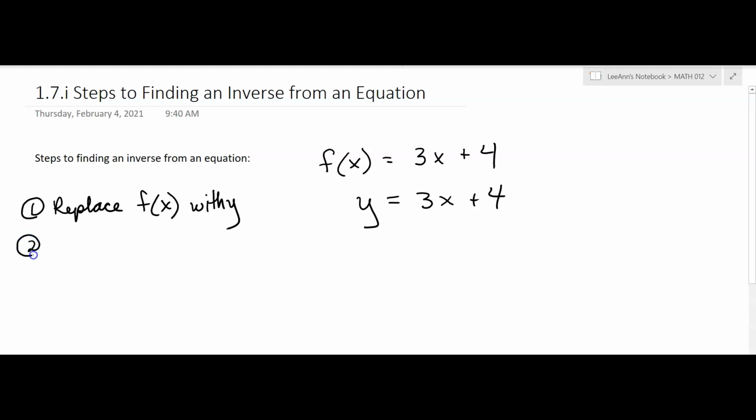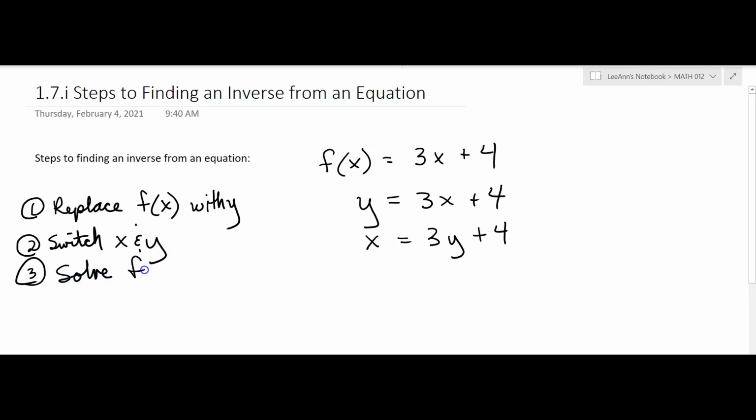Step 2, switch x and y. Okay, so this is where we get the idea of an inverse. Then my x is going to be there, and my y is going to be here. Now, if you happen to have more than one x in the equation, then both of them get replaced with y. So sometimes that happens. Anyway, here's this one.